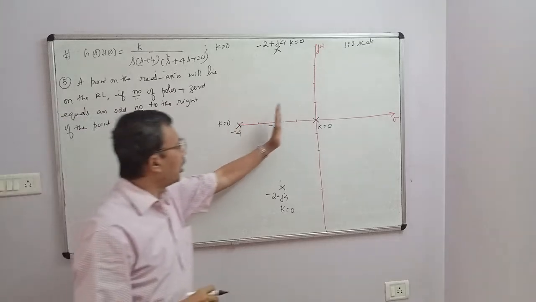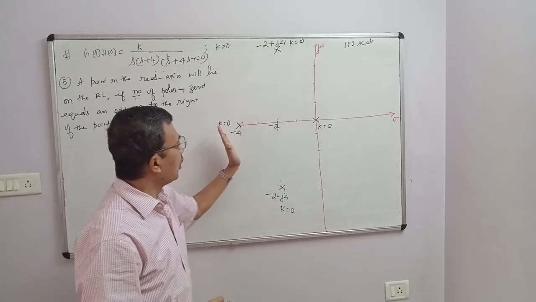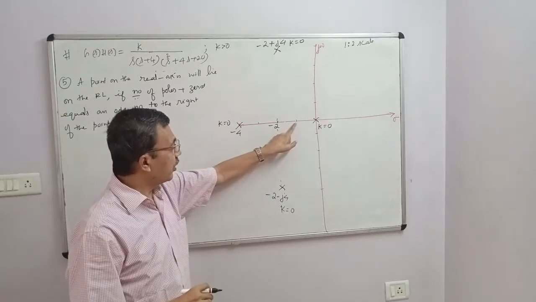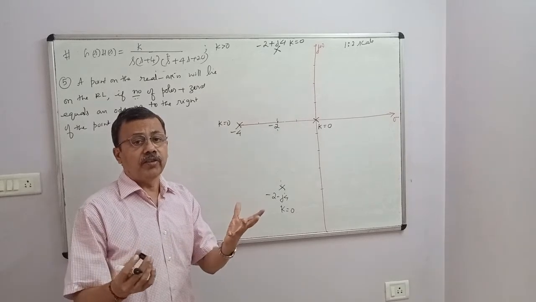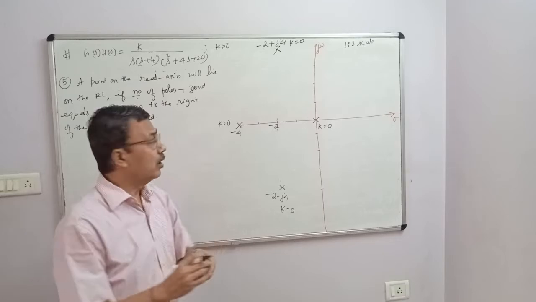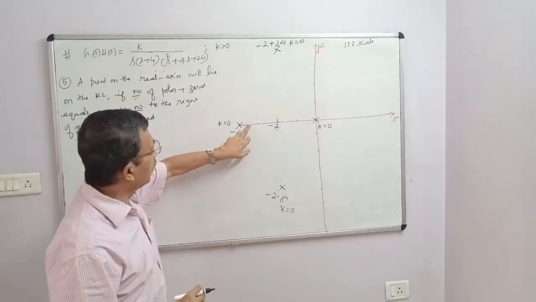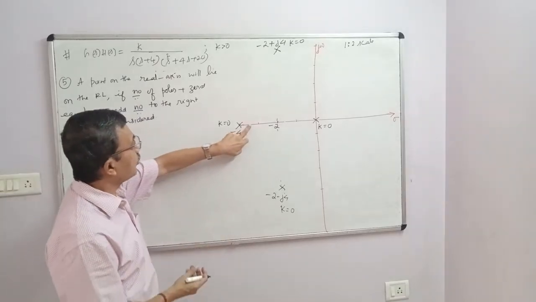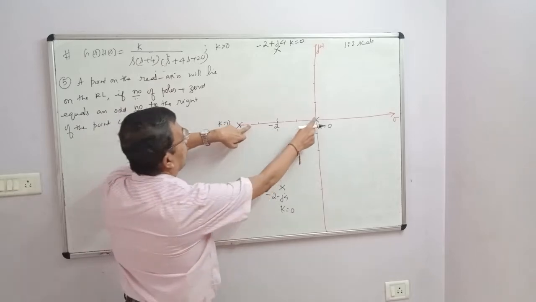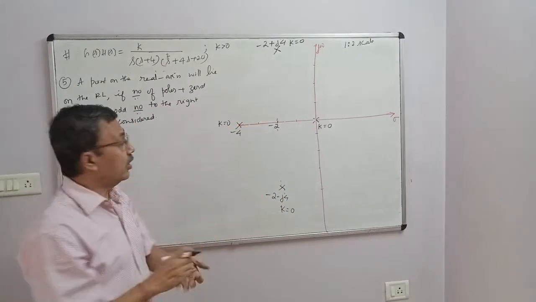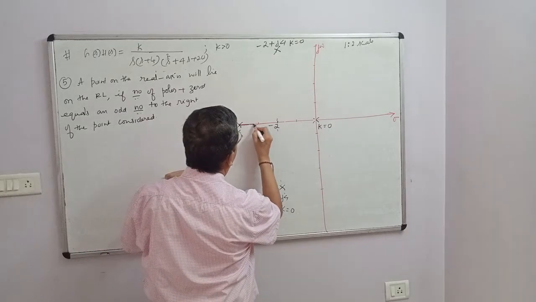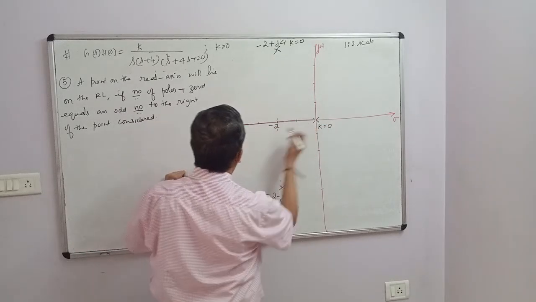Let me take a point between 0 and minus 2 and see to the right of that point. If you see to the right, you have got one pole and no finite zeros. Therefore, if you add them, you get one, an odd number. Now you see here the right of minus 4. There are 3 poles and no finite zeros. If you add, you get 3. Hence, real axis locus lies only between 0 and minus 4.